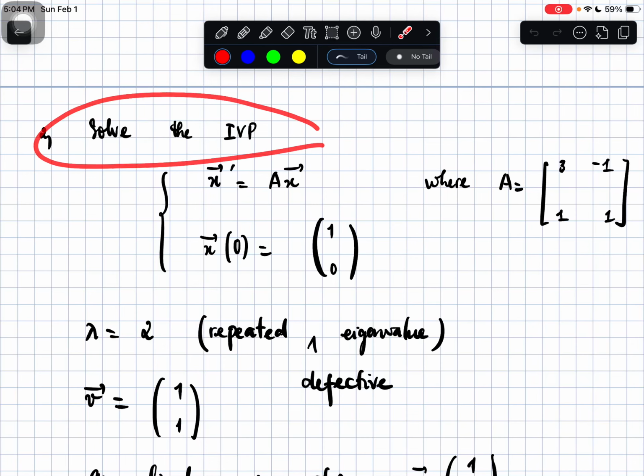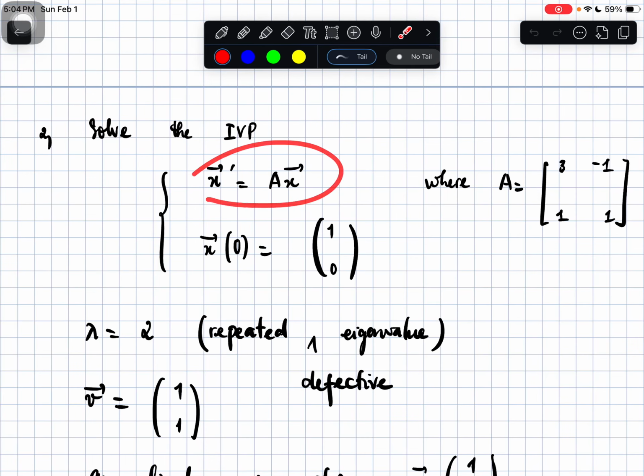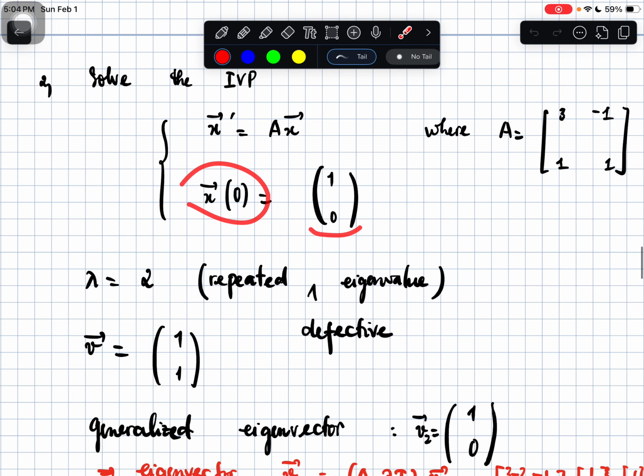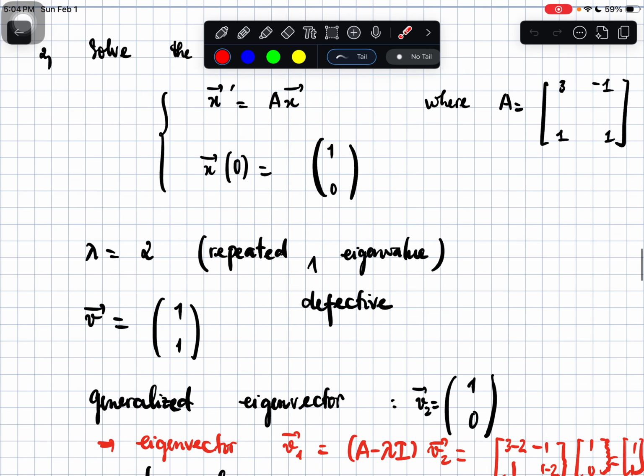We need to solve the initial value problem x prime equals A times x, where the initial condition x at 0 is (1, 0). A is this matrix. You compute the eigenvalues and eigenvectors for A.